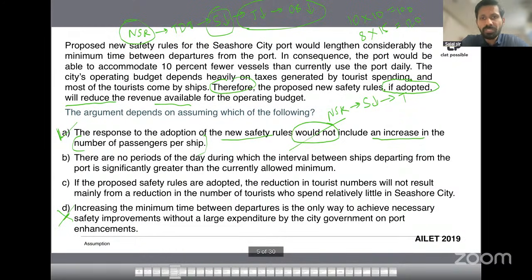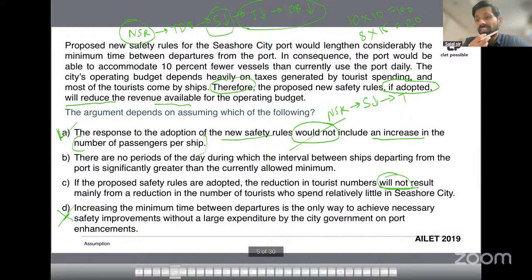And the other option that comes close is option C. If the proposed safety rules are adopted, the reduction in tourist numbers will not result mainly from a reduction in the number of tourists who spend relatively little in the seashore city, right? So this looks like an option that protects the argument, especially with this phrase, will not, but actually it is not. It is irrelevant. Let me show you.